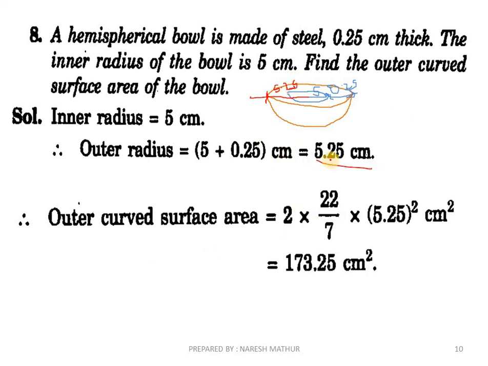Alright, we just need to put the value of this radius in the formula, that is 2 pi r square. So after putting the values, we get the answer as 173.25 centimeter square.